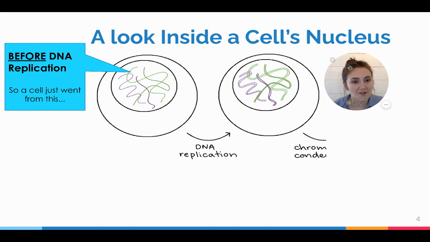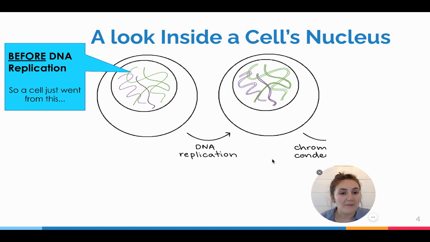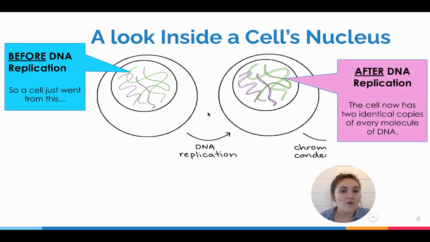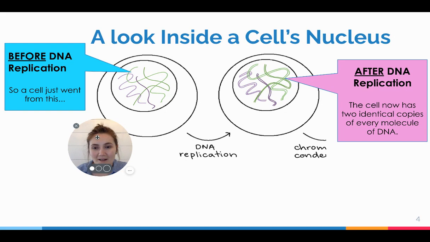After DNA replication, remember, we are making a copy of every single DNA molecule. So as a result, we double the amount. If we start off with 5 molecules of DNA, we are now going to have 10 total. Each molecule of DNA now has an identical copy. So what does that look like in real life? Well, it's kind of messy.